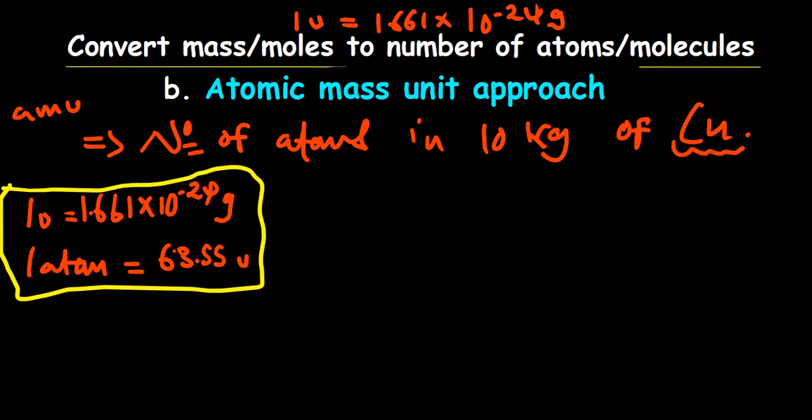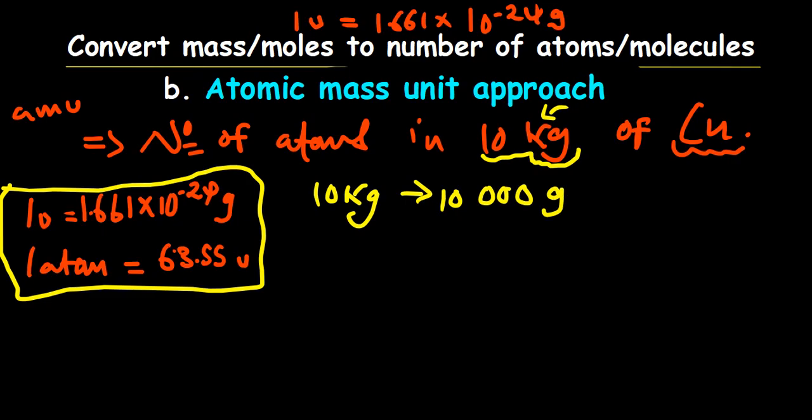We have 10 kg here. The first thing is always to convert from 10 kg to grams. From the previous question, 10 kg is the same as 10,000 grams. Let's convert these grams to the atomic mass unit, so we are using this first relationship there.